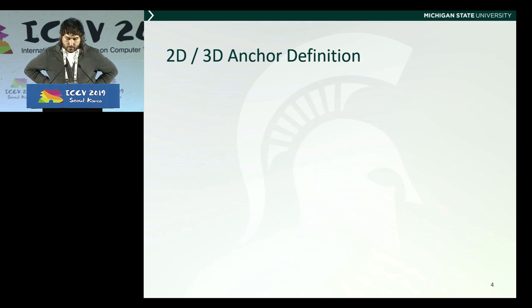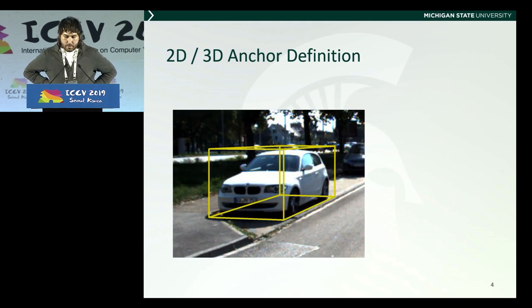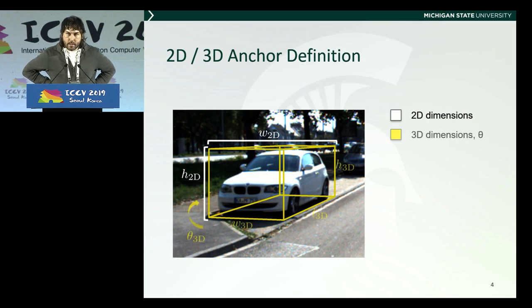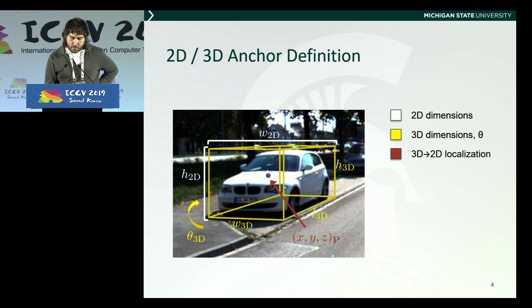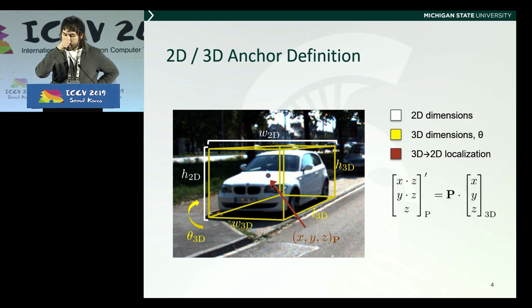A core component of this framework is extending the 2D anchors into 3D. We first define the 2D dimensions as usual, and then we add 3D dimensions and the orientation. And lastly, the 3D box center projected in 2D. The center is therefore represented in pixels rather than in meters, with a corresponding depth buffer and a scaling factor, following the projection equation as shown.